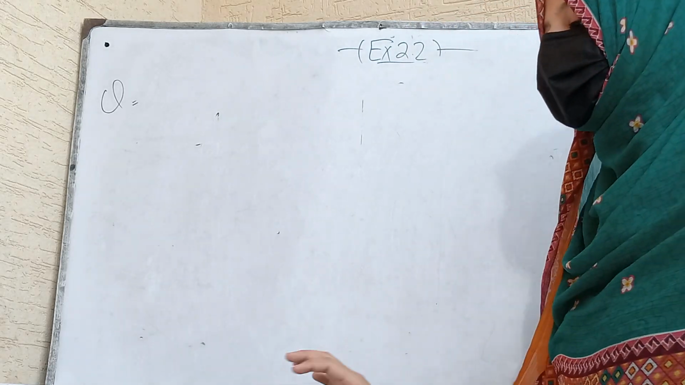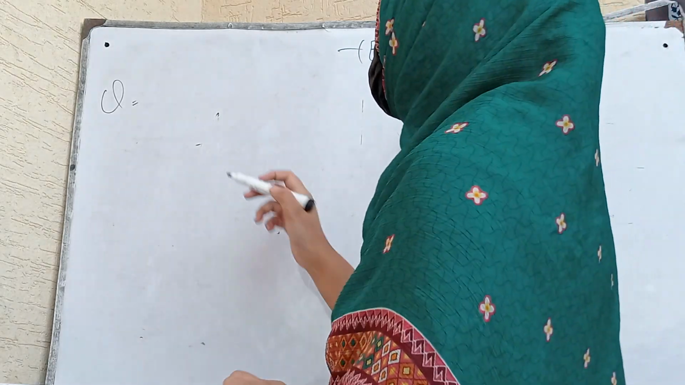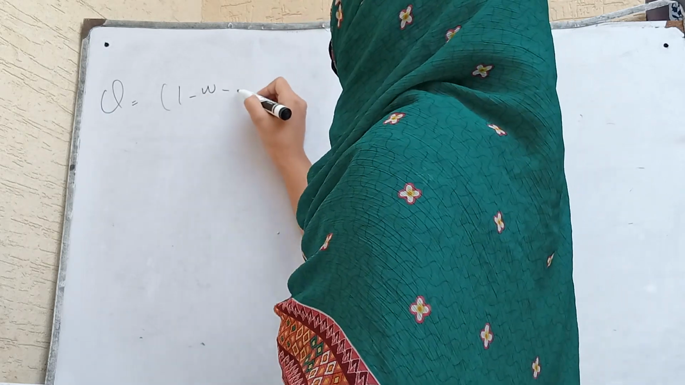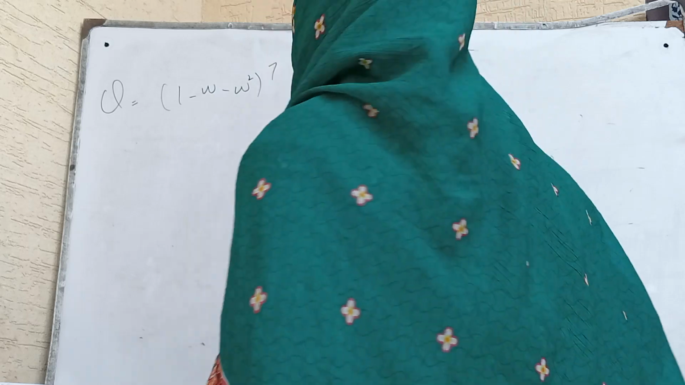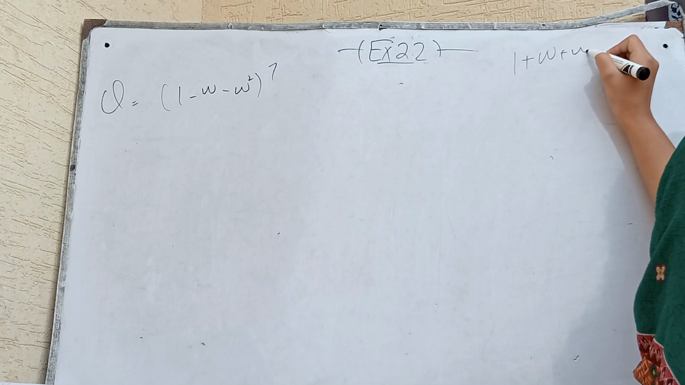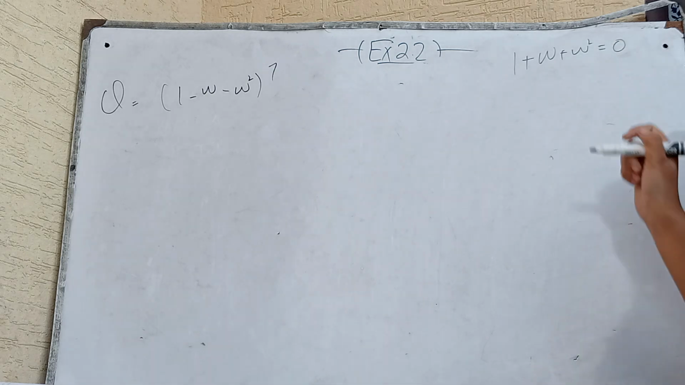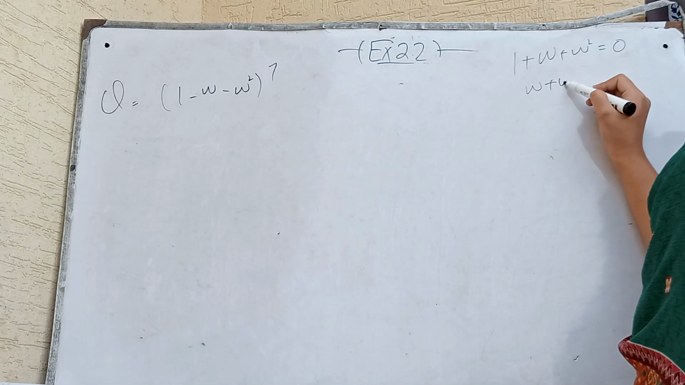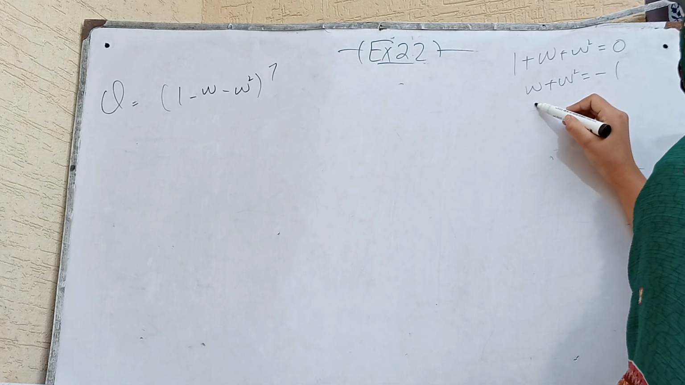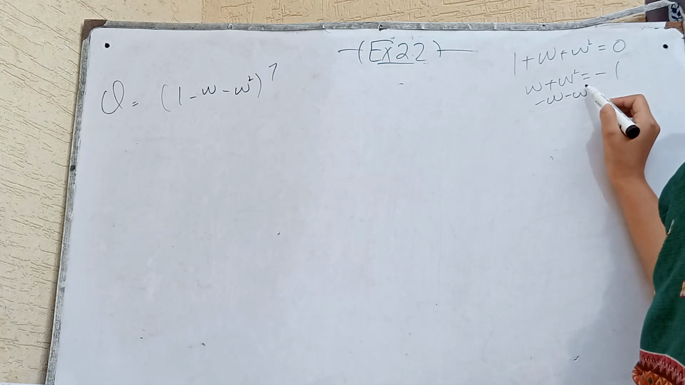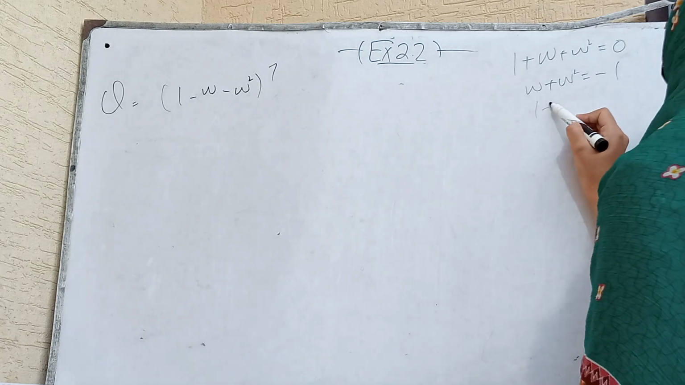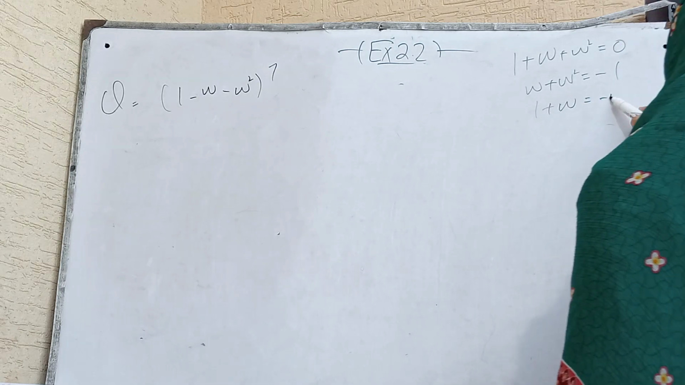The next question is evaluate. So the first question is 1 minus omega. We know that 1 plus omega plus omega square is equal to 0. Omega plus omega square is equal to minus 1. And 1 plus omega is equal to minus omega square.